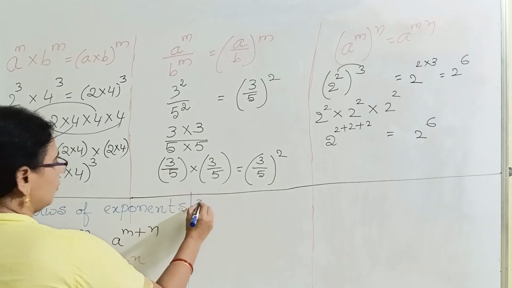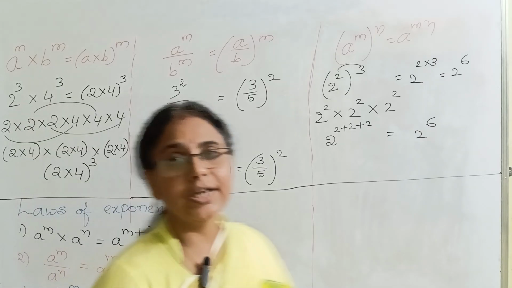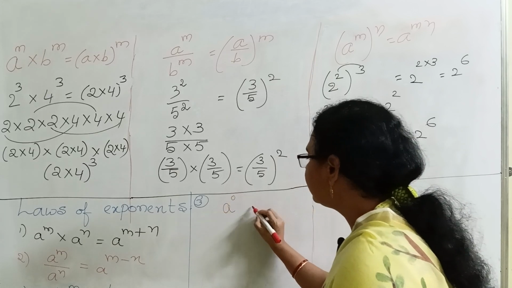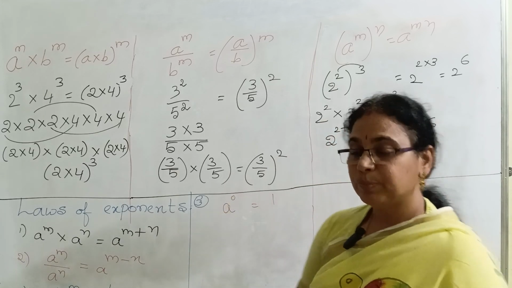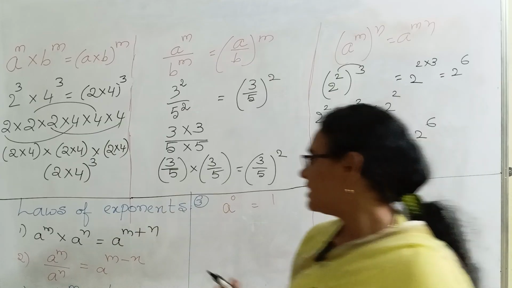And the next, you have one more formula. In this one only we have two more sums. That is a power negative m. Whenever it is negative, directly we can go through 1 by a power m. If a power 0, whatever is the base, exponent is 0, that answer is always 1.